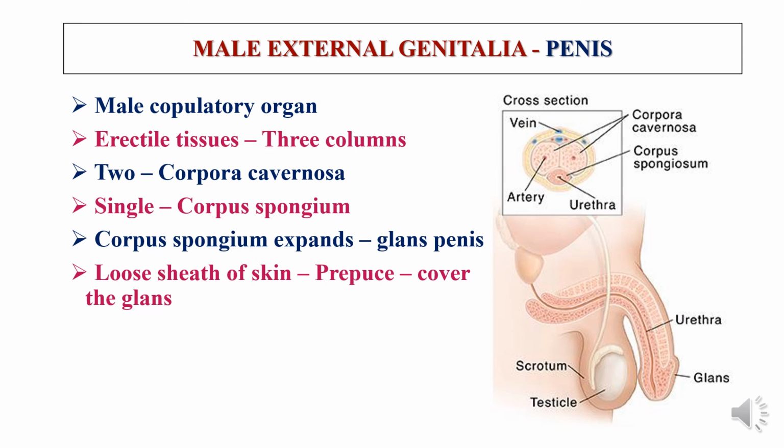This is about the male reproductive organs and the accessory glands and their functions in the male reproductive system.